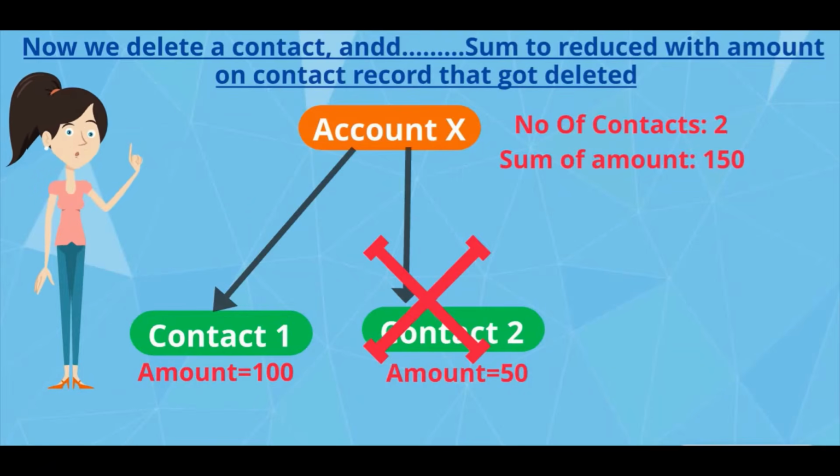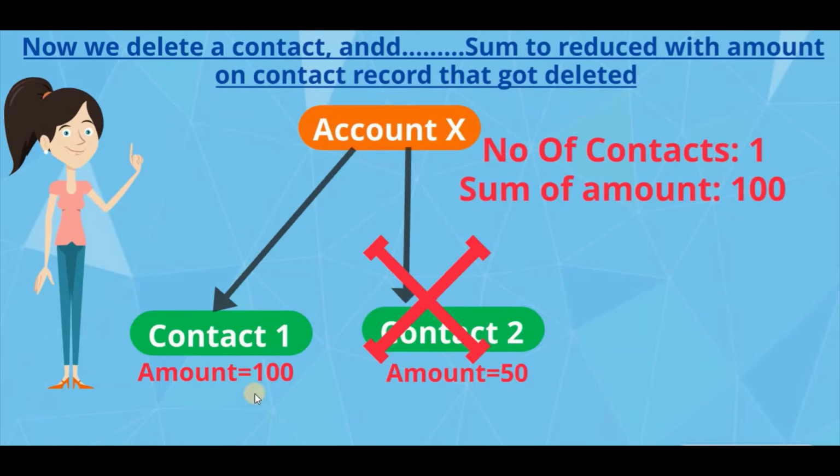Now if we delete a contact, the sum has to be reduced by the amount of the contact record that got deleted. Currently we have 2 contacts, and the sum of the amount is 150. If we delete contact 2, as per the previous flow, the number of contacts will become 1. Now the sum of the amount has to be reduced to 100. Why? Because the only contact will be contact 1 and the amount is 100. So the sum of the amount would be 100.